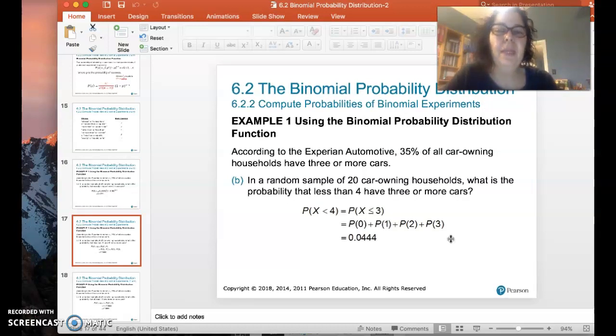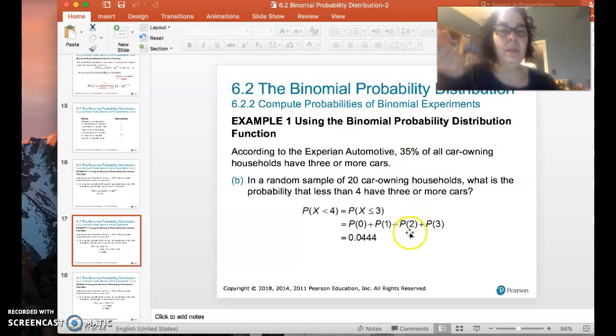So let's go ahead and start with this example first of all. For example, in a random sample of 20 cards, so n is 20, what is the probability that less than 4 have 3 or more cards? So we're going to be looking at a binomial probability here because there is a fixed number of trials, 20. Each trial is independent. The probabilities are the same, 35%.